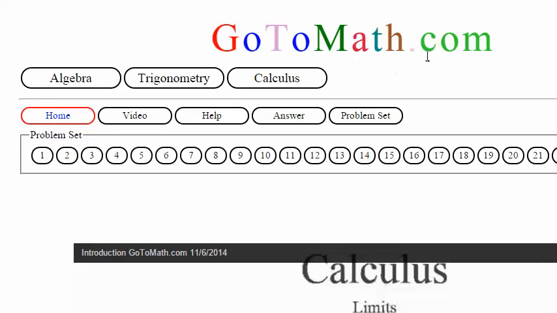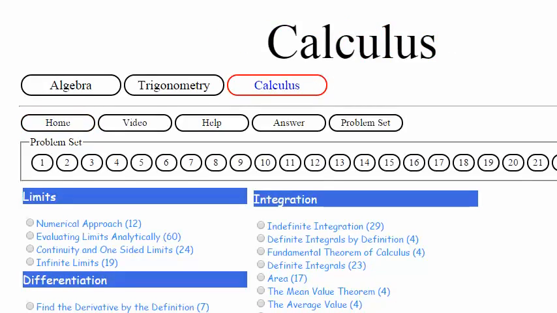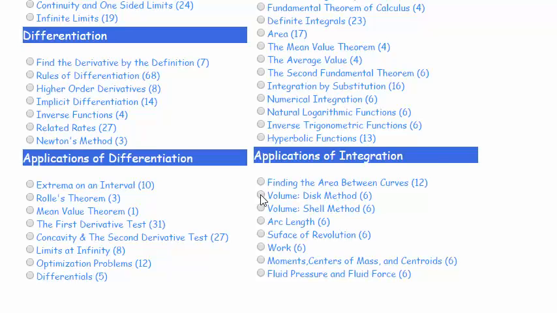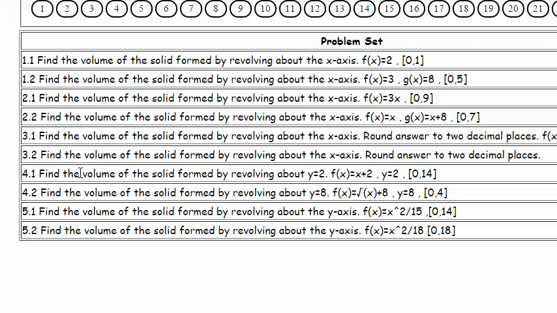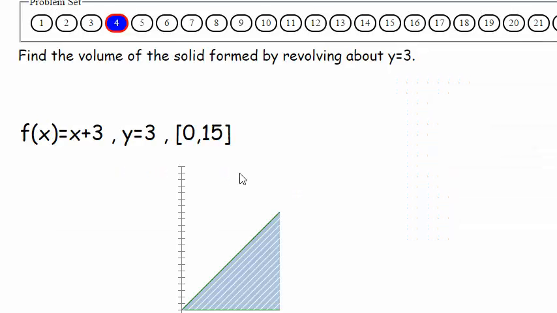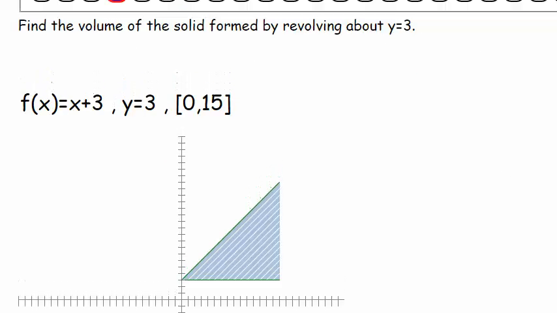We're at gotomath.com. Click on the calculus. Go down to volume, the disk method, and we're doing 4.1. Find the volume of the solid formed by revolving about y equals 3.